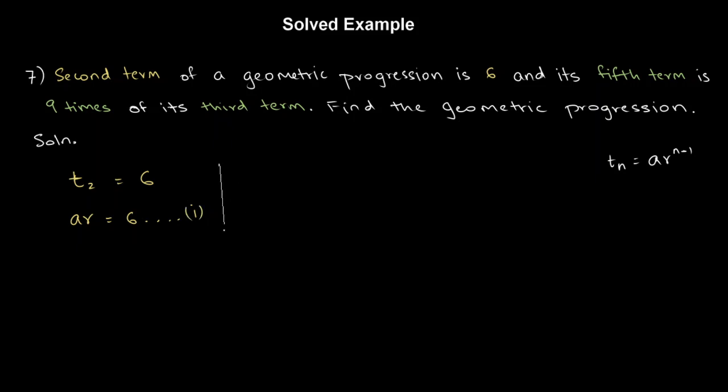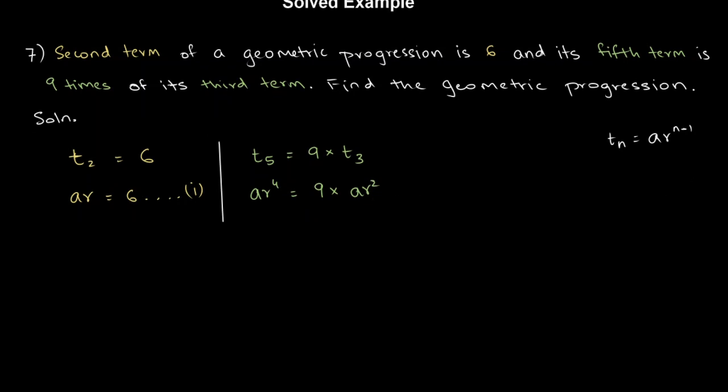They've given us another condition. If you read it carefully, it tells us that the fifth term is 9 times the third term. So let's write down that condition as well. The fifth term is t5, and that is 9 times the third term, t3. Now let's express t5 and t3 also in terms of a and r, like we've done before. So t5 becomes ar raised to 5 minus 1, which is ar raised to 4, is equal to 9 times t3, which becomes ar square, since 3 minus 1 is 2.